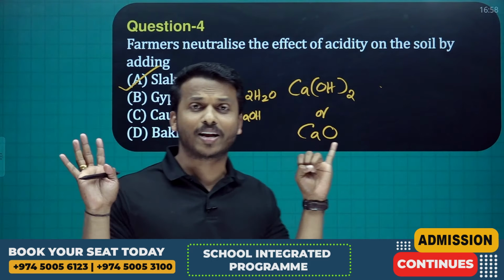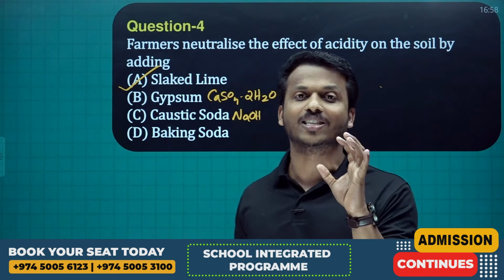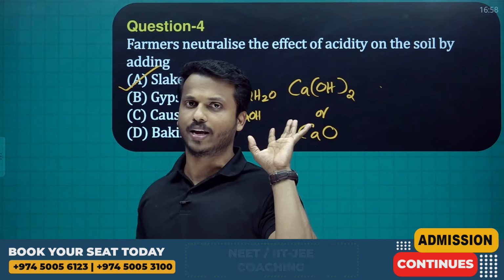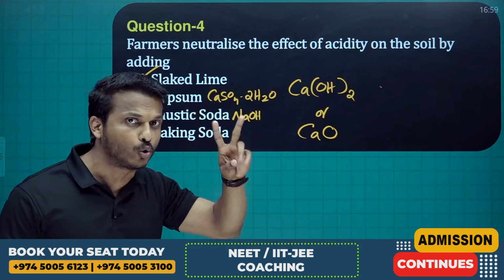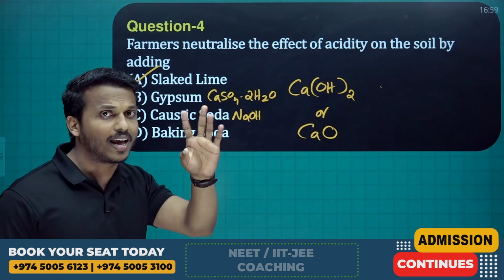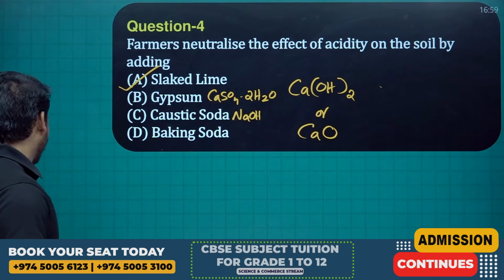So, sodium bicarbonate, we said that NaHCO3. What is it? That is baking soda. And what is gypsum? Calcium sulfate 2H2O. What is caustic soda? NaOH. So, here the answer is slaked lime.